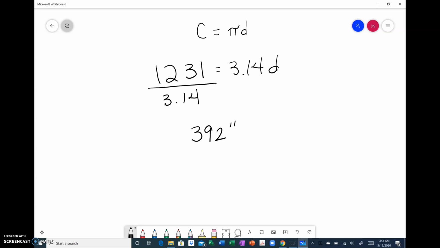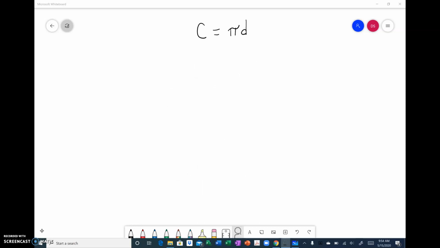Now, look down at guided practice 4. Try to solve it and then come back to see the answer. It says it's just using one limb of the tree, and its circumference is 256, and they want the diameter, so you would just divide 256 by 3.14, and that would give you 81.5 inches.